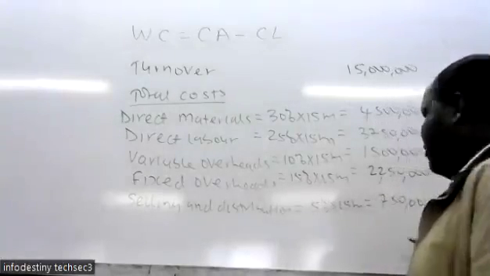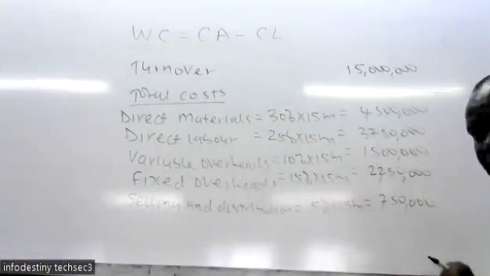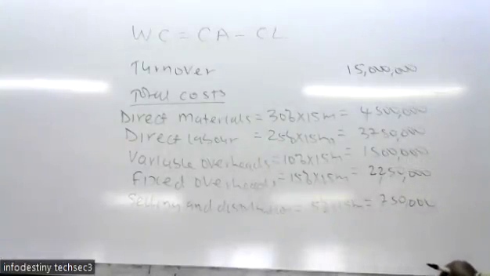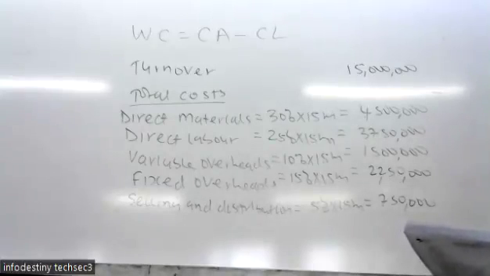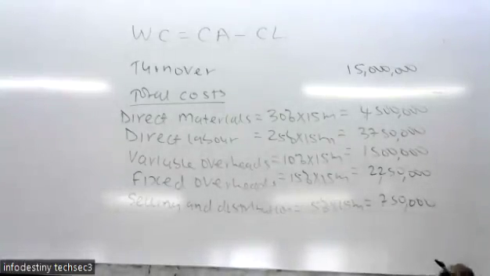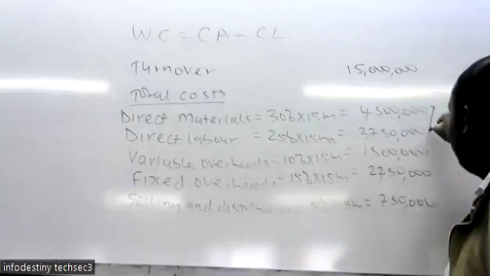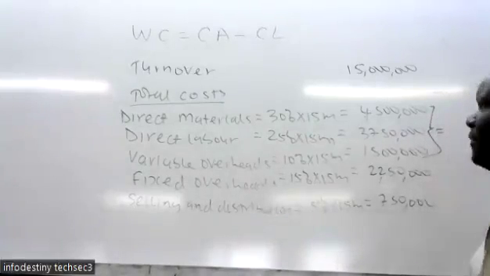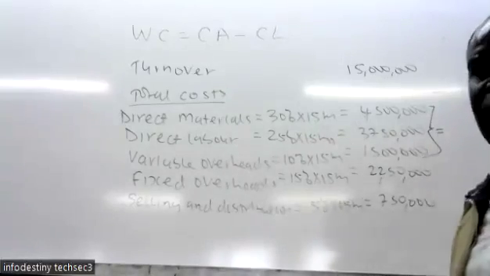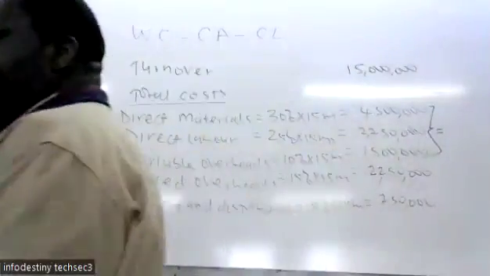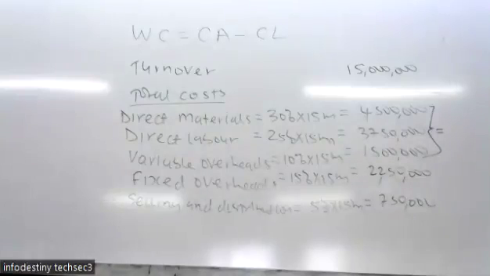So what I want you to do, when you go to note number 3, you can see they have said that work in progress and the finished goods are valued at material, labor, and what? Variable expense. Because of that, I want you to add these 3 together. Just get the total for the first 3, because of note number 3.